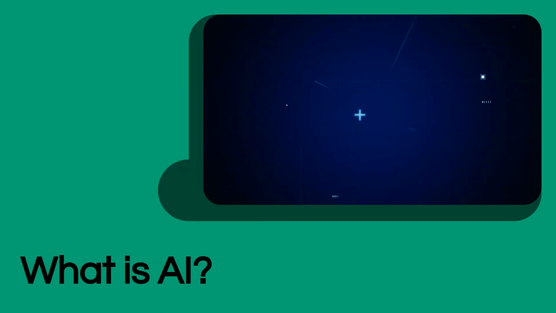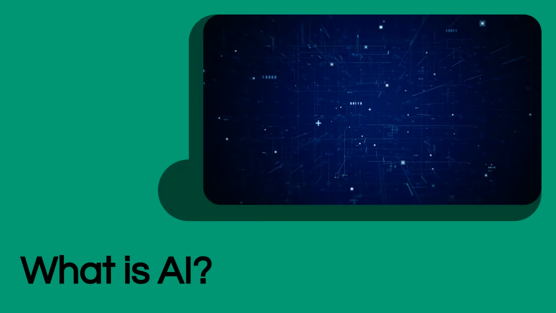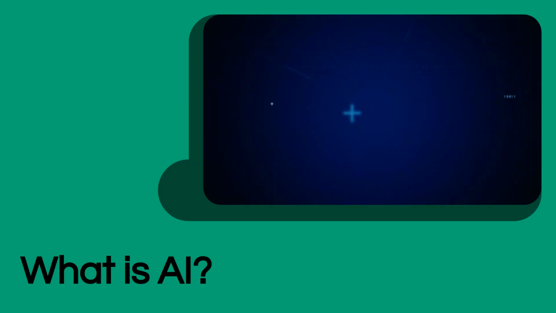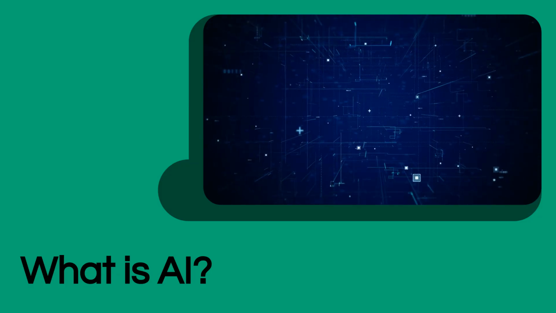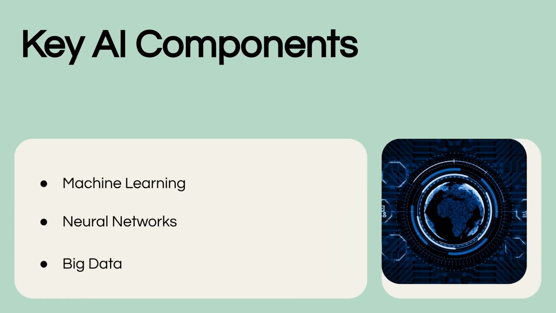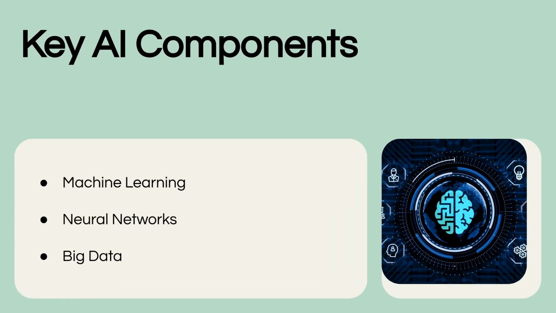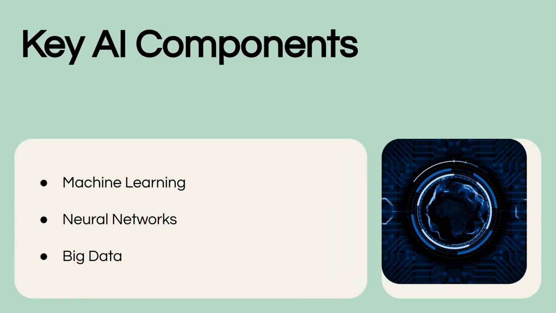Artificial intelligence is the simulation of human intelligence processes by machines, especially computer systems. It's about making machines think and learn. The key components of AI include machine learning, neural networks, and the vast amounts of big data they process.